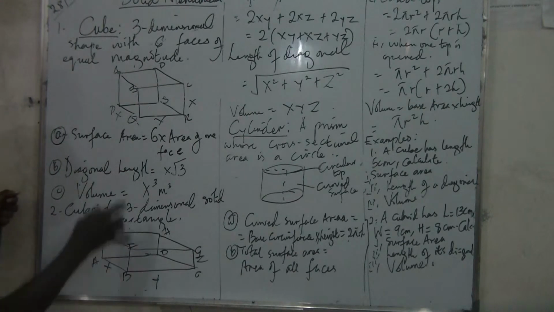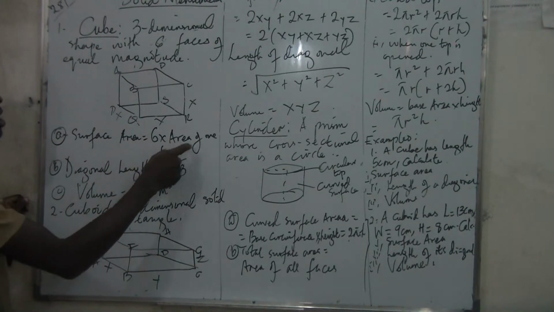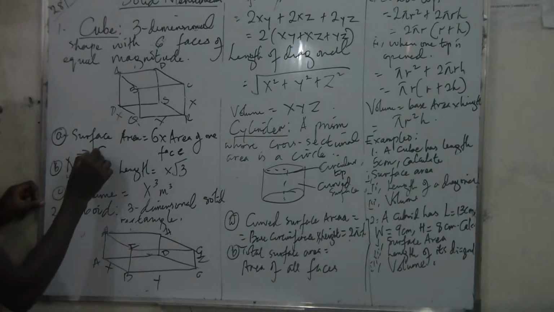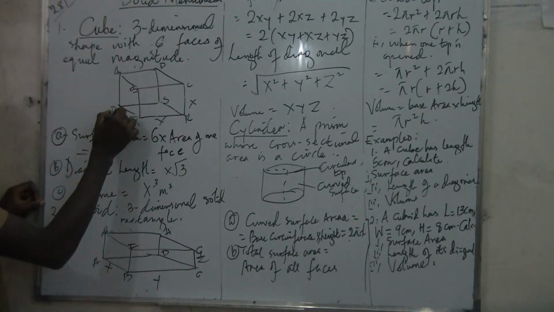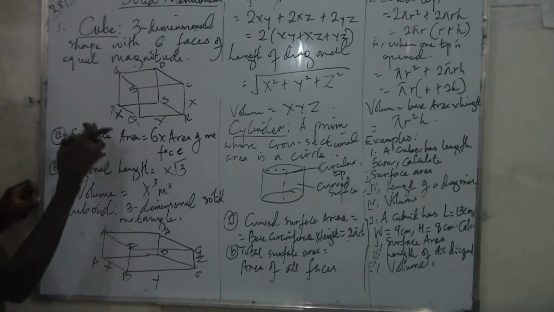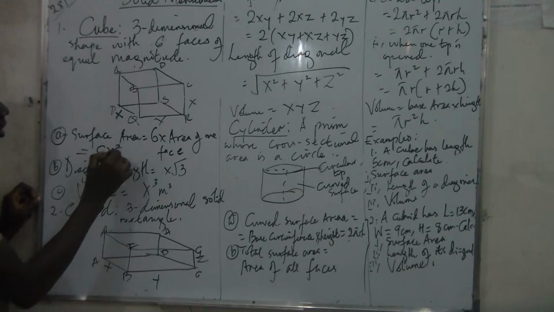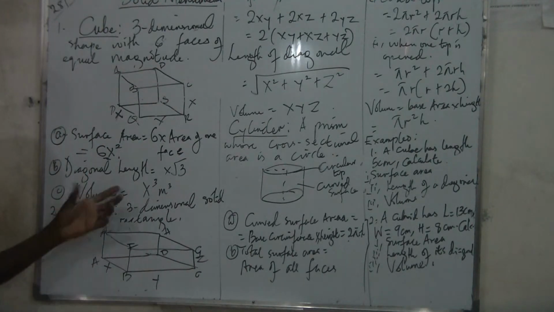And the area of the surface, since all sides are equal, it is what? 6 times the area of one side. Since this side is x, every side must be x. To make it easier for us, we call a side x. So it will be 6x squared as area.